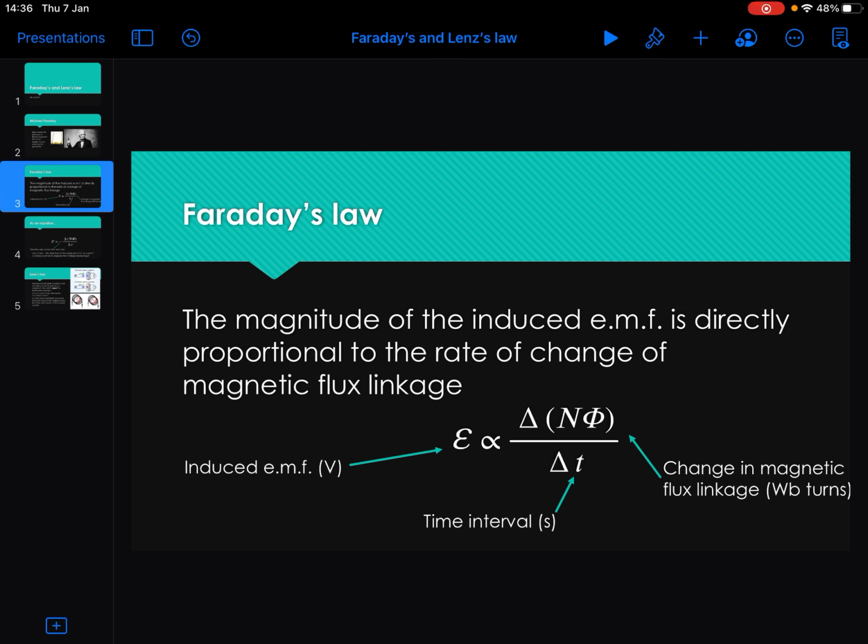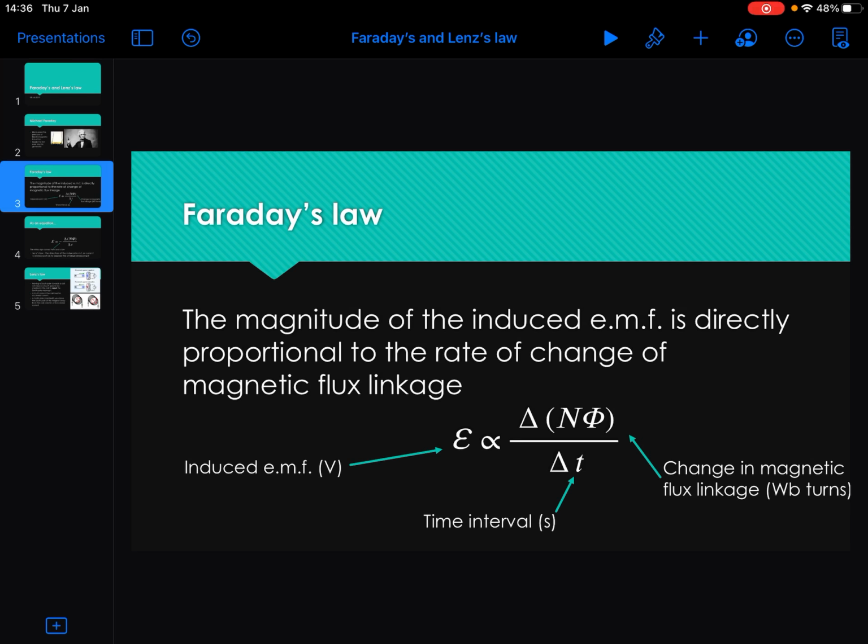Now, the reason I put magnetic flux linkage in there is that if you remember from GCSE, if you want to create more electricity, more voltage, more potential difference, you want to add more turns of wire. So if you have more turns, magnetic flux linkage is better to say because it takes into account those number of turns of wire as well.